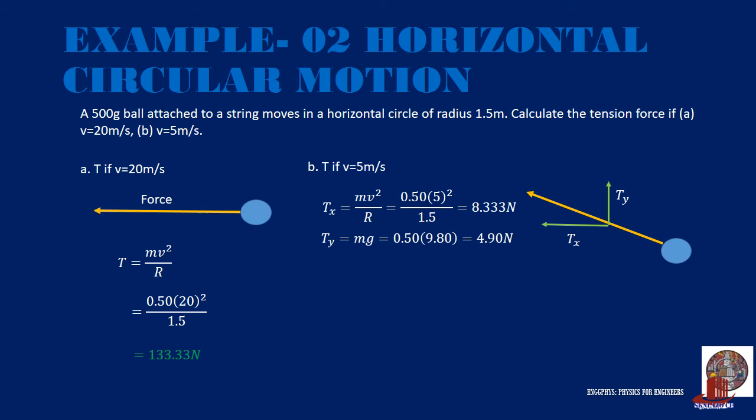Then following procedure in solving for the resultant, we use the Pythagorean theorem, that would be the root of T x squared plus T y squared, so it would be 4.9 squared plus 8.33 squared. Take the square root, giving us 9.667 newtons.